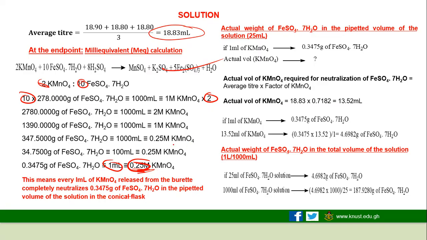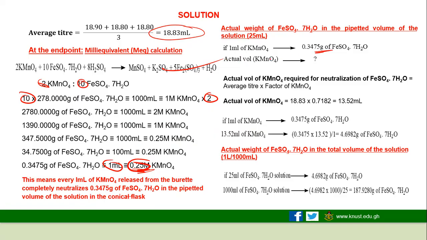Now, after getting this, what we do here is called proportion. We can use proportion to get all our values. So if I want the actual ferrous sulfate heptahydrate in the 25 mL, right? Now, 1 mL of the KMnO4 reacts with this.